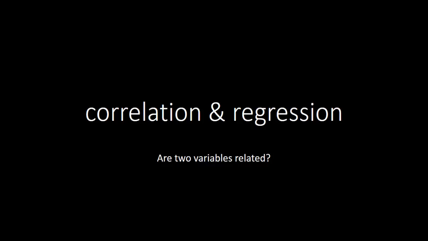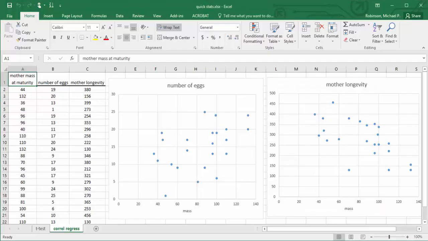Alright, so let's take a look, and what we're going to be talking about is correlation and regression. These are tests to see if two variables are related. So let's imagine we have a population of lizards, and we go out there and we sample a bunch of female lizards. We record their mass at maturity, the number of eggs they lay in their first clutch, and their longevity. All right, so we have these three variables.